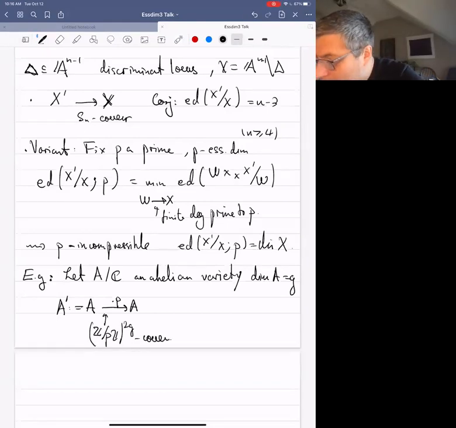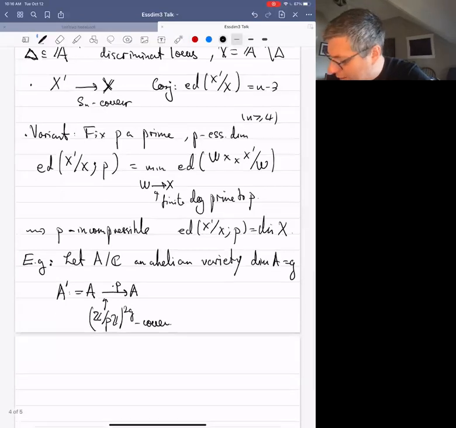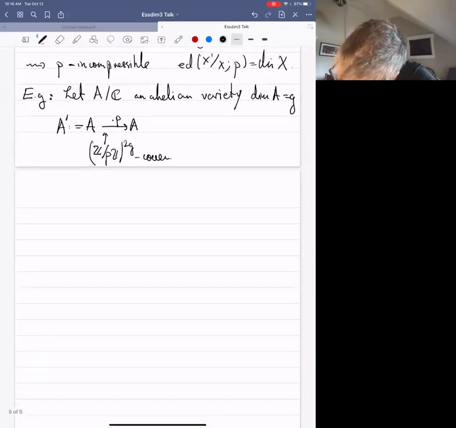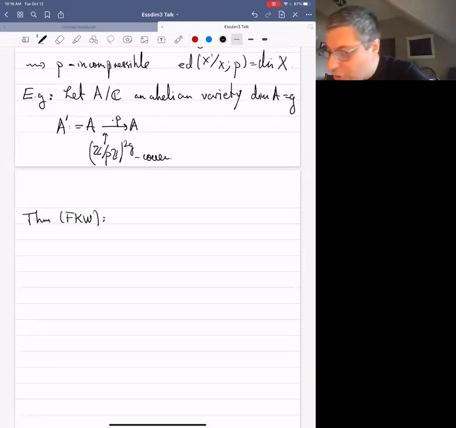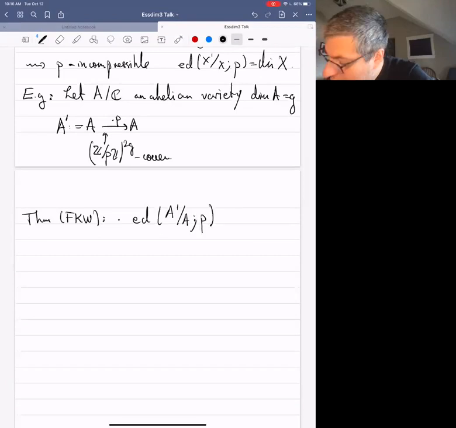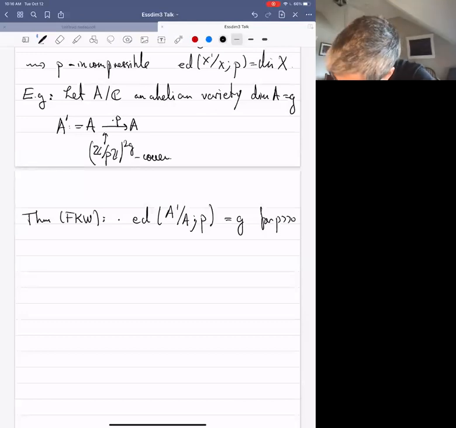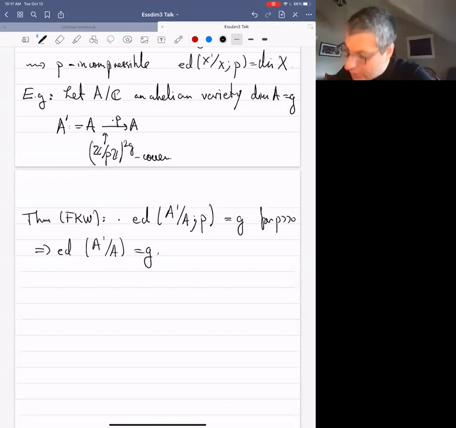Okay, and then, so that's an example of a covering. You can ask, what is the essential dimension or the P essential dimension of this covering? And so here's the theorem, which we show. At P, and therefore the essential dimension of this covering is equal to G, the dimension of the abelian variety, at least for P sufficiently large, okay? So then, in particular, if you're interested in the essential dimension itself, this is equal to G.